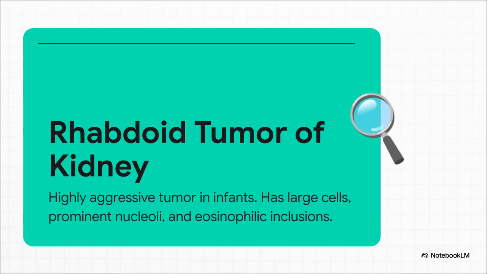And that brings us to our fourth and final big one, and it's the most aggressive of the bunch, rhabdoid tumor of the kidney. This is another one you see in infants, but man, the prognosis is so much worse.